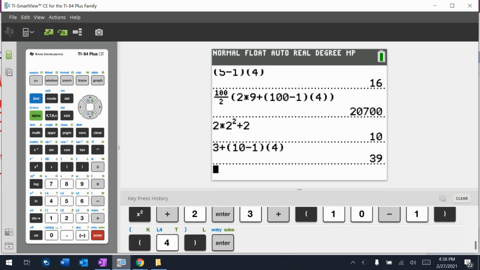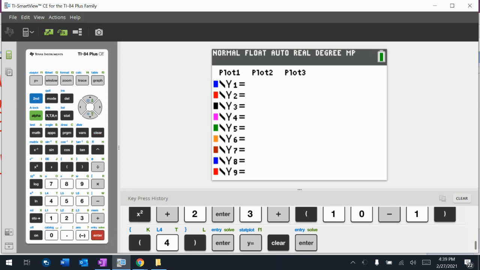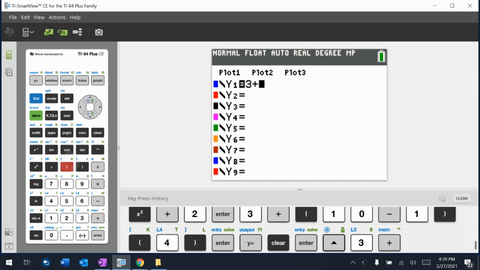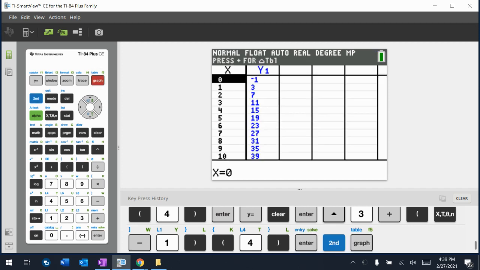Anytime it asks me to figure out how many terms, or what's the number of terms to get at least or at most, I'm going to do this in the calculator. I'm going to clear that jumbled mess that I had there. And then I'm going to put in 3 plus x minus 1 times the difference, which is 4. I'm going to hit enter. And then I'm going to go to my table. And I'm going to look for when this thing gets to be 100.